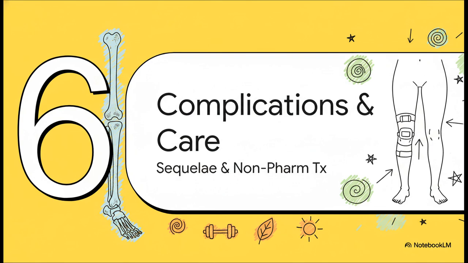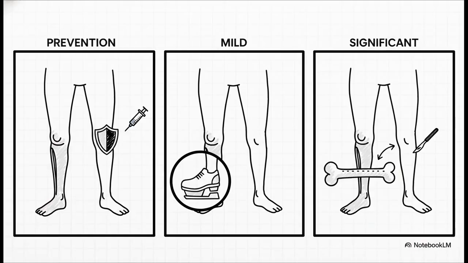In our final section, we'll quickly address the management of a key physical complication, limb length discrepancy, and summarize the strongly recommended non-pharmacological therapies. The management of limb length discrepancy follows a tiered approach. Prevention is key, through early and continued use of intra-articular steroid injections to control inflammation. For a mild discrepancy of 1 to 2 centimeters, a contralateral shoe lift is appropriate, but for significant discrepancies, those greater than 2 to 2.5 centimeters, orthopedic surgical management, such as epiphysiodesis, is conditionally recommended.